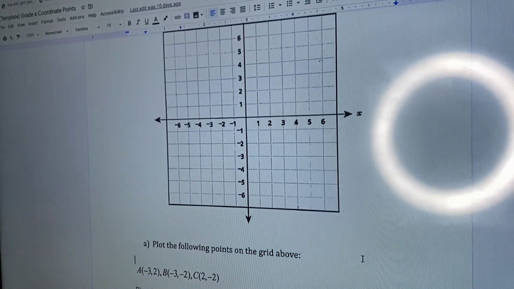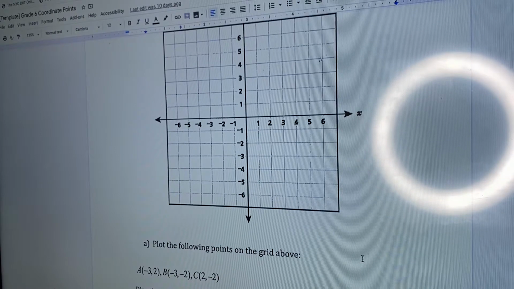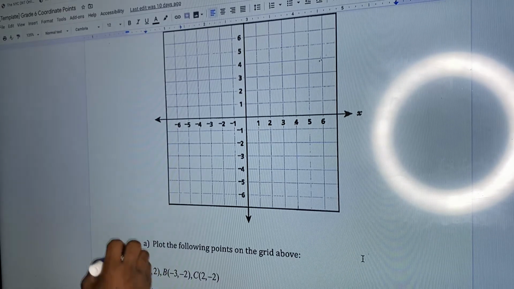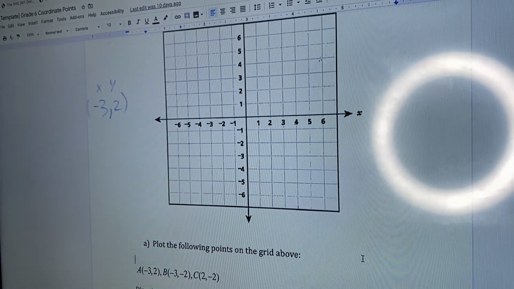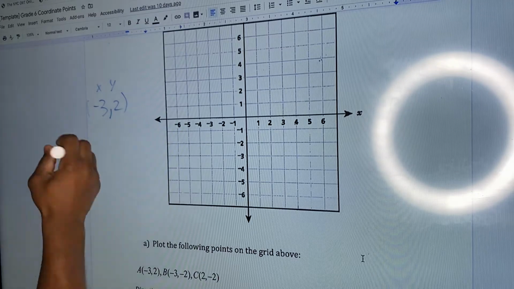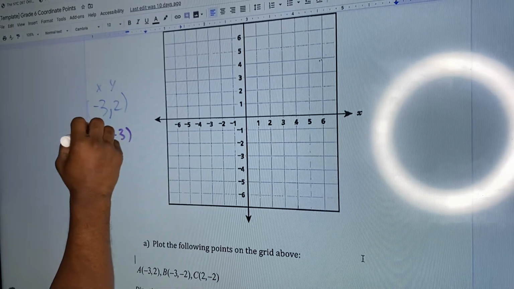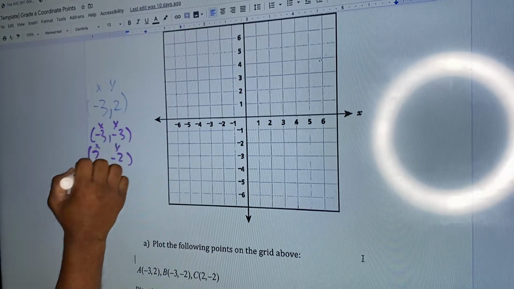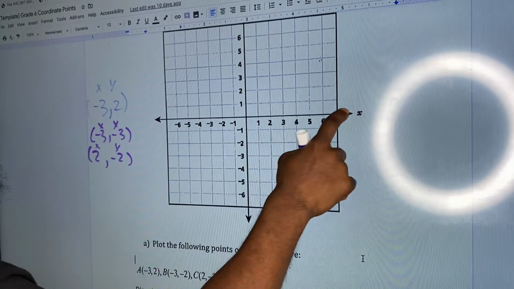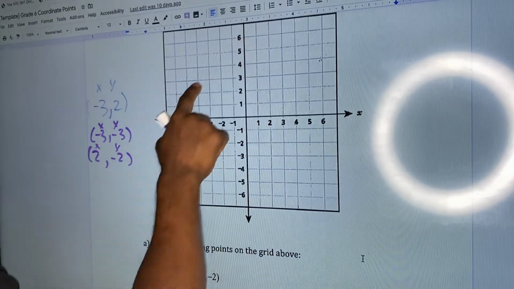So here, you have the points plotted, and now you have to graph them. So you have -3, +2, that's my X, and my Y. -3, -2, that's my X and my Y. And then 2, -2, that's my X and that's my Y. So you always want to start with the X-axis first and then the Y-axis. This right here is Y-axis, this is the X.